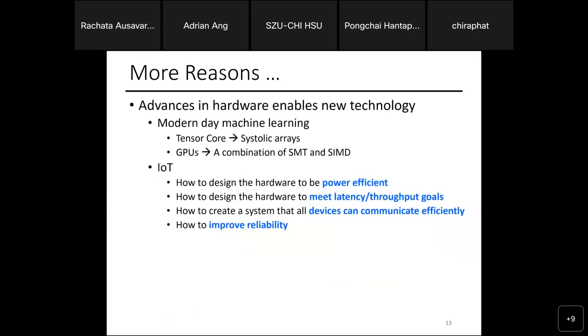Advances in hardware, enabling technology, even things like modern machine learning will not be as prominent. I can tell you this. I think it is a true statement. It's a fact. Without the GPU, without emerging hardware, there's no ML. There's no ChatGPT. They run on specially built GPUs nowadays for ML and AI, even not for graphic applications. All right, even things like IoT, right?